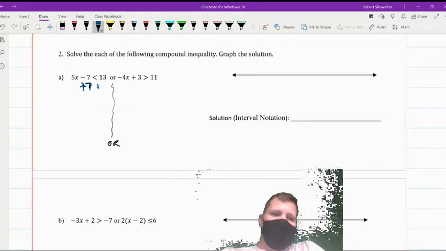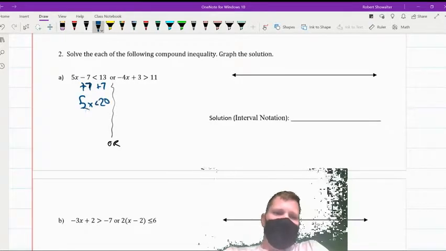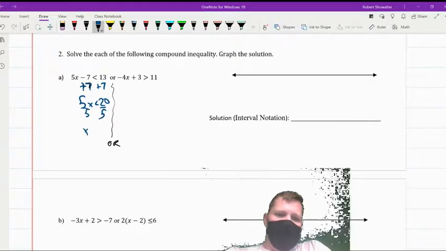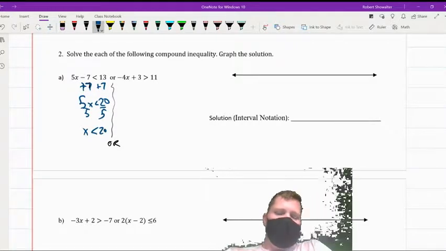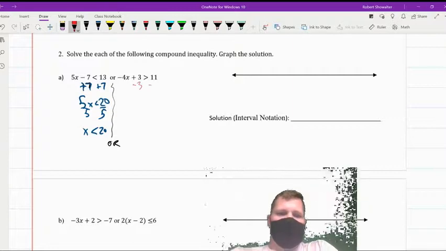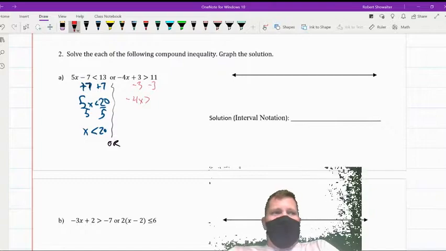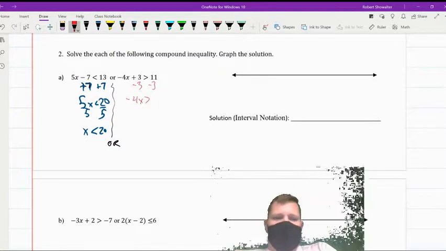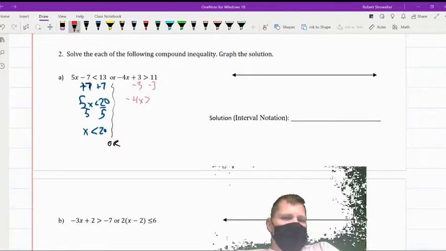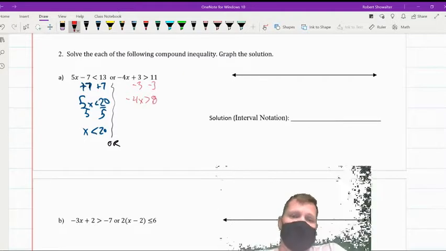The blue one on the left, we're going to add 7 to both sides. 5x is less than 20. Divide by 5, divide by 5. X is less than 20. We're going to leave that one by itself. We're going to drop to the other side of the OR and get working on it. We're going to get jiggy with it. So we have negative 4x is greater than 11 minus 3. 11 minus 3 is 8.